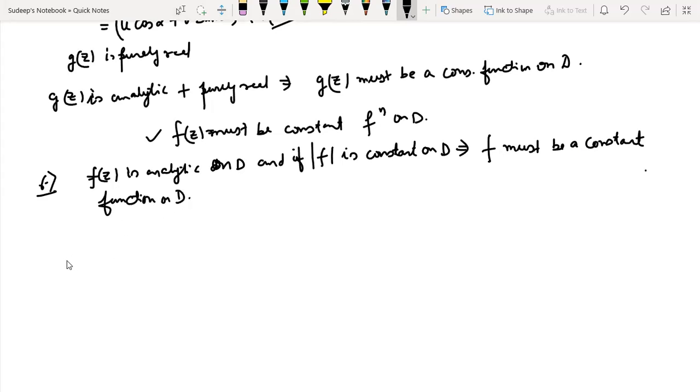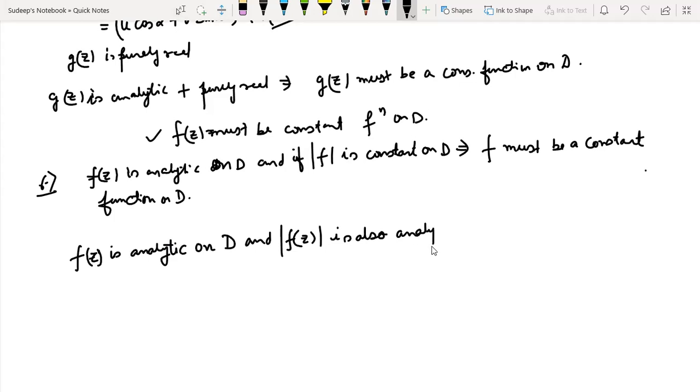So a broader statement I'm going to write here: if f(z) is analytic on domain D, and mod f(z) is also analytic, it implies f must be a constant function. So now I'm giving all the more freedom. Initially, I just took that mod f must be a constant. Now I'm saying that if mod f is also analytic, then f(z) must be a constant function.